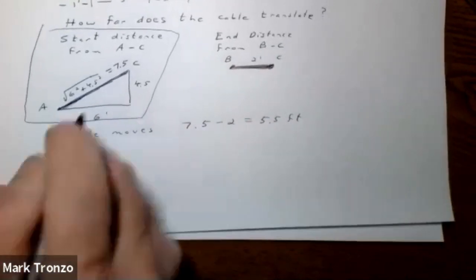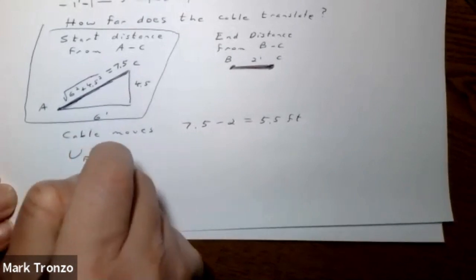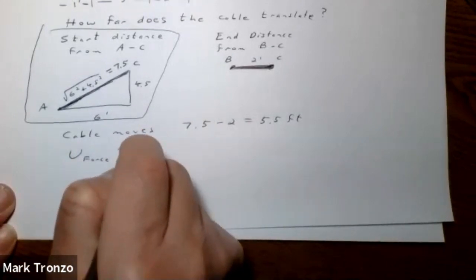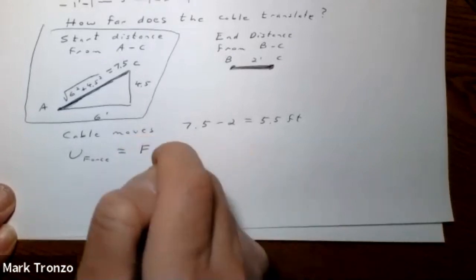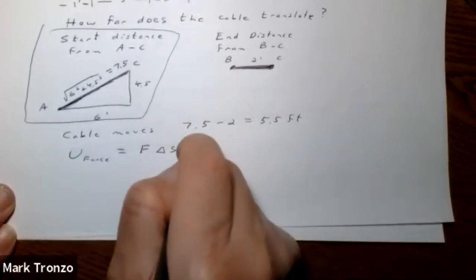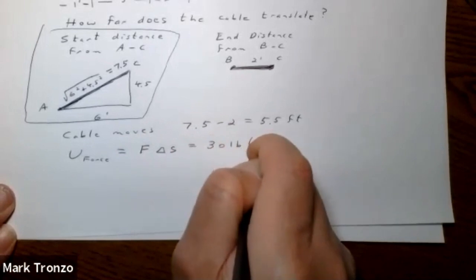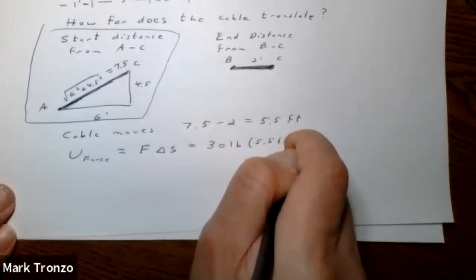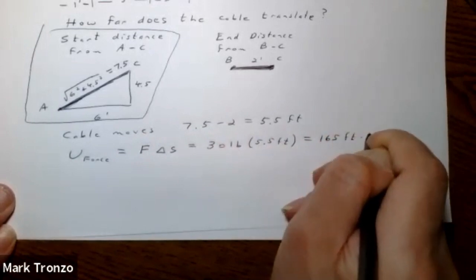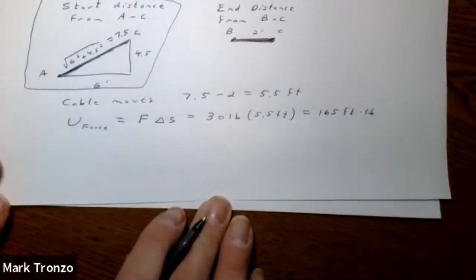So then the work from the force on the cable, again, remember, it's just simply going to be the force times the change in the distance. So the force is 30 pounds, times 5.5 feet. And that's going to be 165 foot-pounds. So that's going to be the work done by the force.